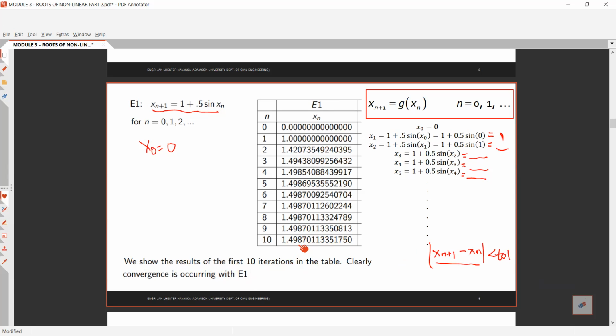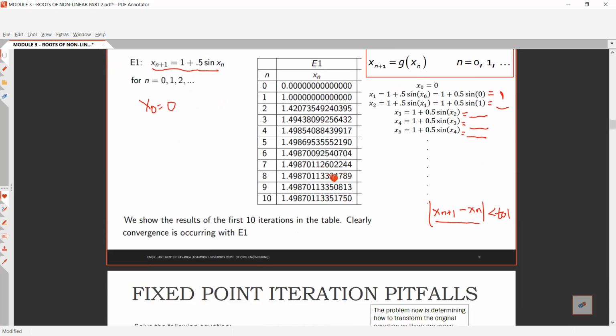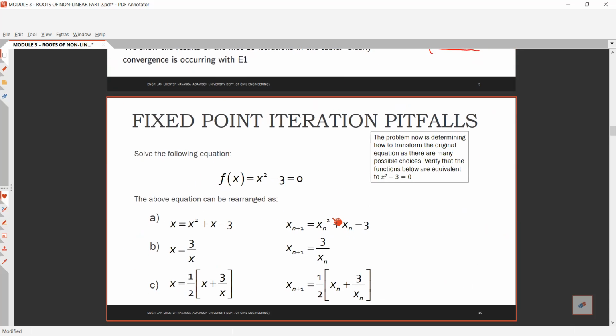The problem here is, we show that the result after the first 10 iterations clearly converged to a value of 1.4897. It is almost converging, because starting from 7 it keeps getting 4987011. So the problem is how to transform the original equation to an iteration scheme. There are different possible choices, right? There are many ways to transform the function into an iteration scheme of x equals g of x.